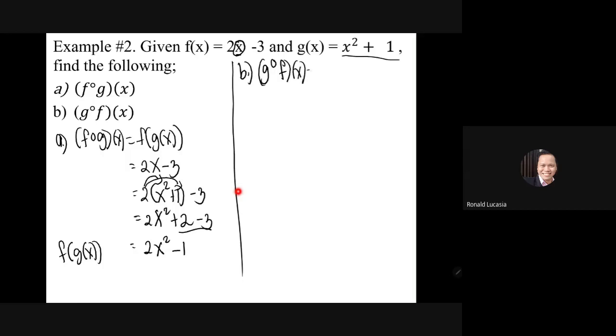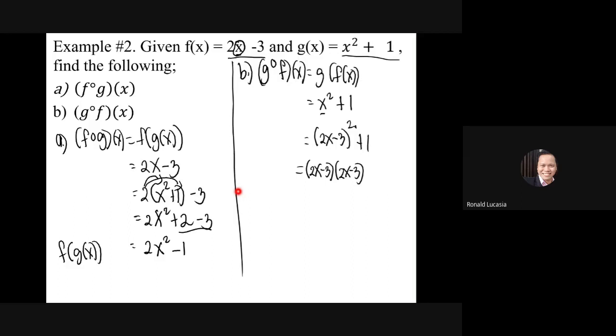Which is equal to g of f of x. So ngayon, baliktad. Yung g yung isa-solve, gamit naman yung function na f. So this is x squared plus 1. Palitan ko yung x, gamit naman yung 2x minus 3. So this will be 2x minus 3. And remember, naka-squared ka pa. Copy 1. Ang 2x minus 3, if you are going to expand that, that's 2x minus 3 times 2x minus 3. Kasi dalawa yan. Parang 4 squared, that's 4 times 4. 5 cubed, that's 5 times 5 times 5. So 2x minus 3 squared is 2x minus 3 times 2x minus 3. And then plus 1. So I can solve this using FOIL method.